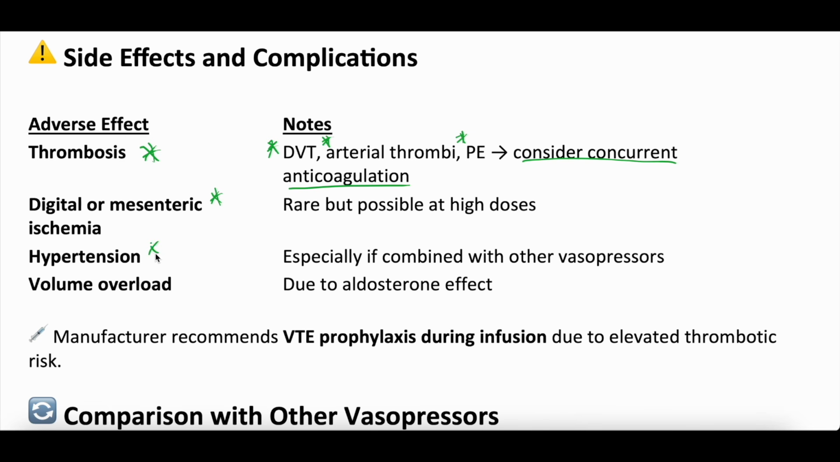You can actually get reflex hypertension if you titrate it too quickly. And then the aldosterone effect can theoretically contribute to volume overload, right? Because stimulating aldosterone secretion increases sodium and water retention and thus increases intravascular volume. But that risk is probably not super robust. Okay. The manufacturer, just so everyone knows, does recommend VTE prophylaxis during infusion due to this elevated thrombotic risk.